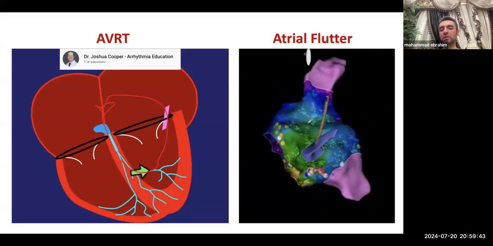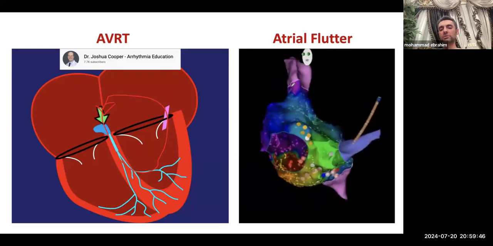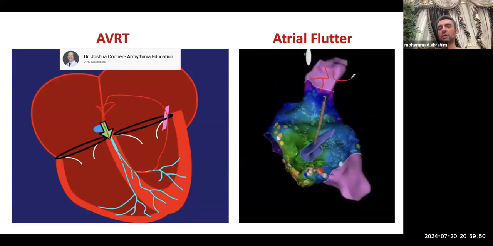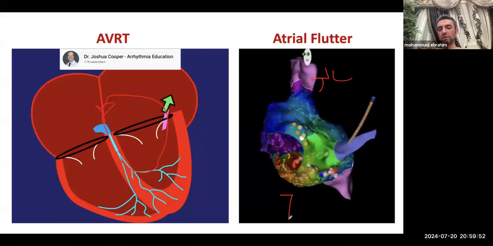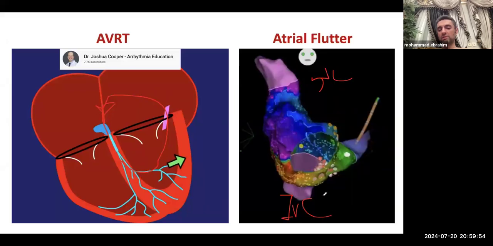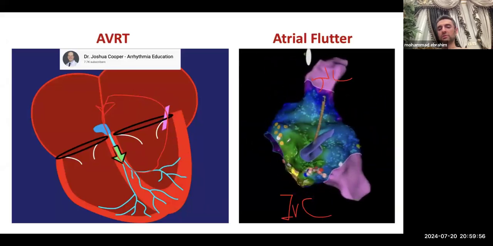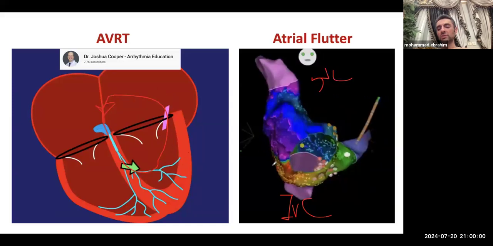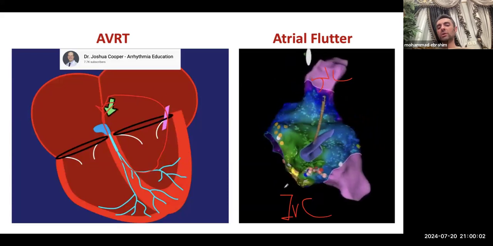And this is a patient of mine. It's a 3D-like map. This is just to orient you. This is the SVC up top here. This is the IVC down. And this is the tricuspid valve. This circle in the middle is the tricuspid valve. So there's electrical activation rotating around the tricuspid valve, which is flutter.